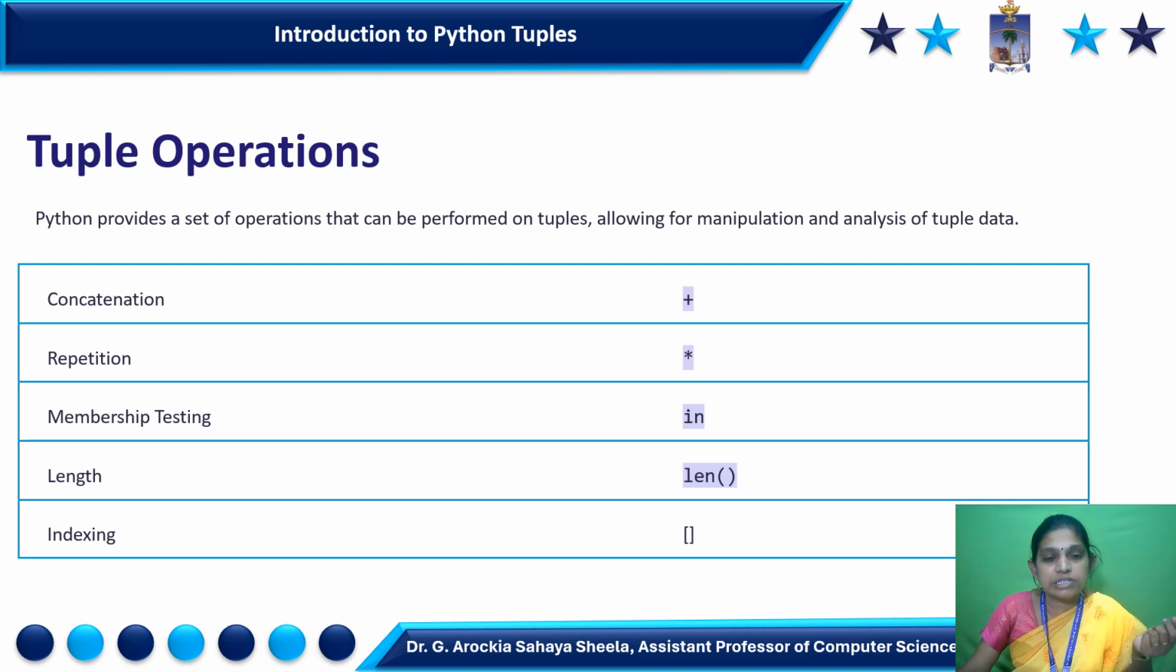The next topic is tuple operations. It's a very important topic. Python provides a set of operations that can be performed on tuples, allowing for manipulation and analysis of tuple data. Here the operations are given with their corresponding symbols. For concatenation, the plus symbol is used; for repetition, the star symbol is used; for membership testing, the keyword in is used; for finding length, len() is used; and for indexing, square brackets are used.